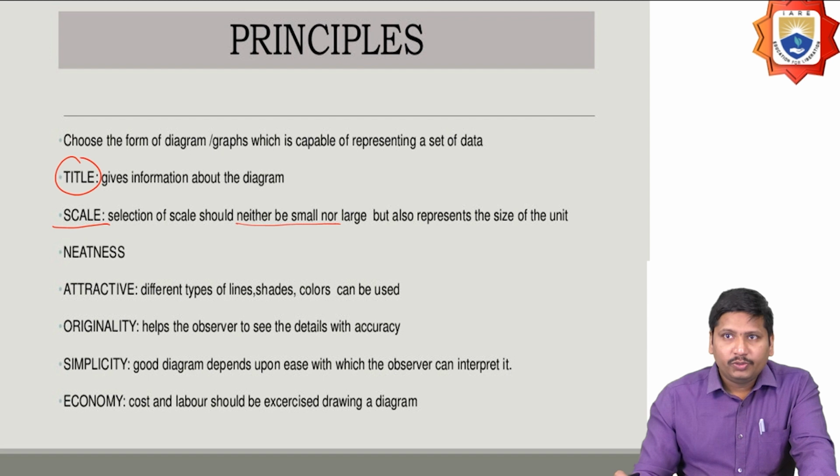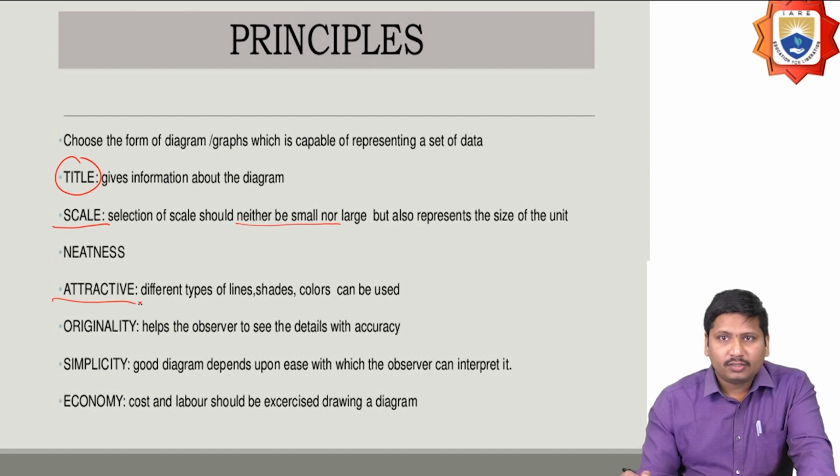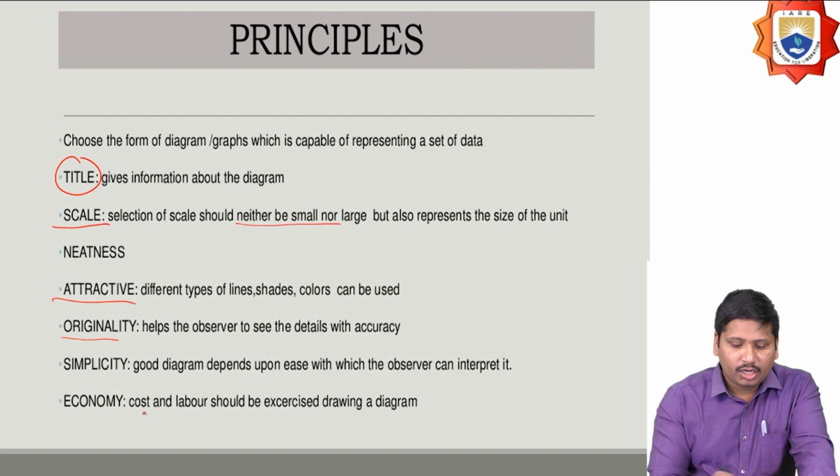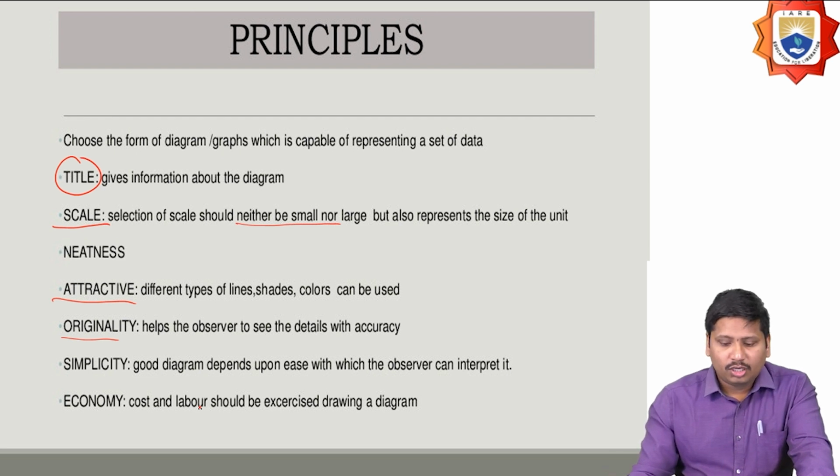It should be used for representing the size of the unit, and attractive means different types of data like lines, shade, and colors can be used. Originality should also be considered, while the observer is going to see the details of accuracy and simplicity. So a good diagram depends upon how easily an observer can interpret it.